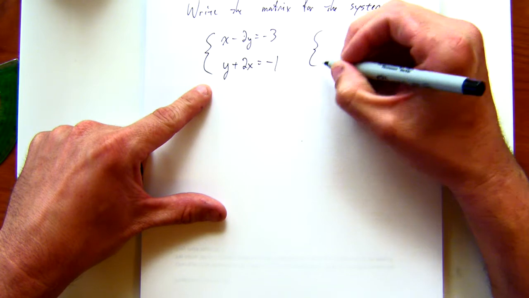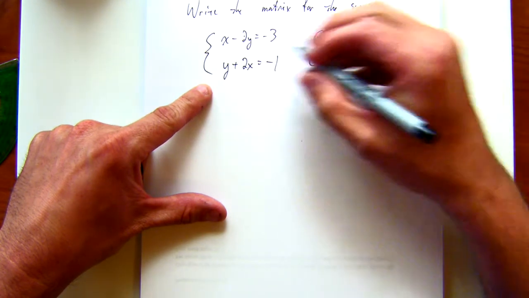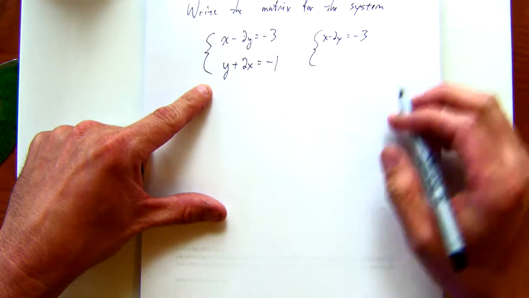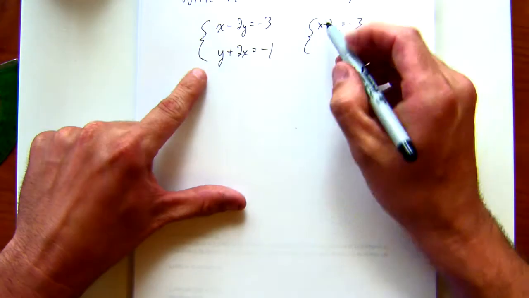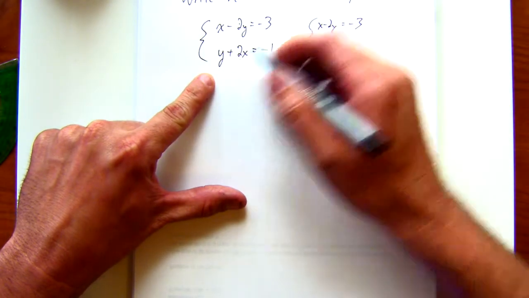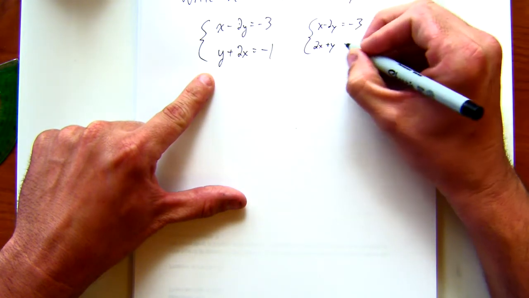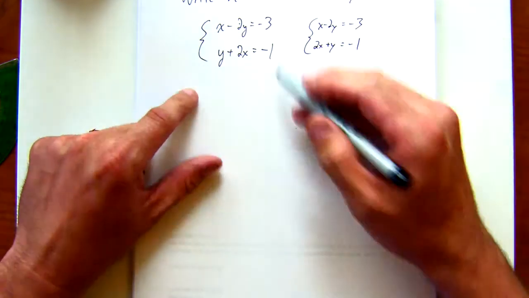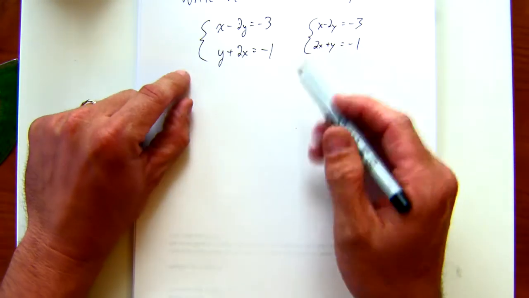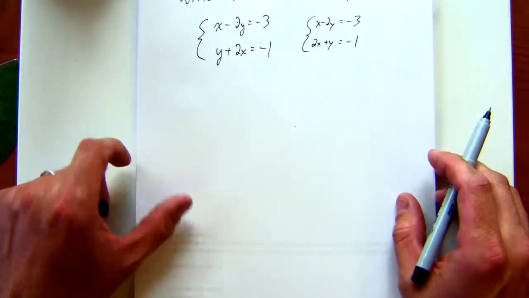So I'm just going to rewrite it first as x minus 2y. You don't have to take this step with some practice, but just for demonstration I want to show you. Keep that one the same. This one I'll put the 2x first, plus y, and then it's still negative 1. So you might have to do some rearrangement here before you can start writing the matrix.